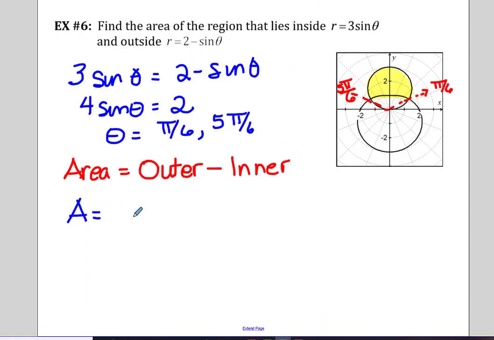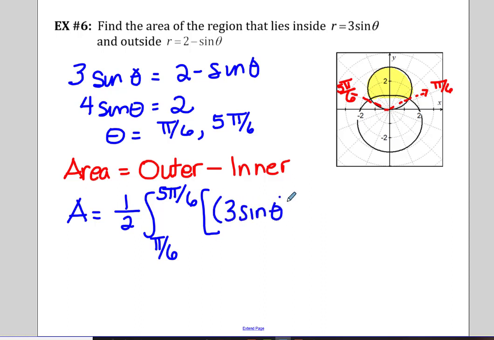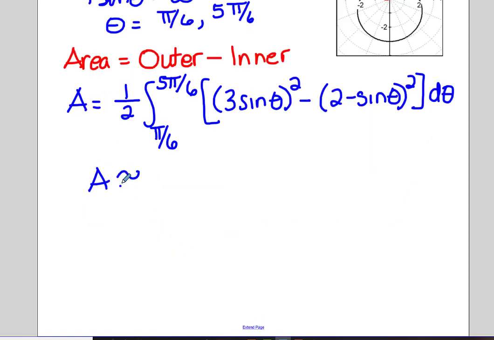And then again, putting that together, and depending on our calculator for the calculations, we're looking at the integral from pi over 6 to 5 pi over 6. And we want the outer portion, which is 3 sine theta quantity squared, minus the inner portion, which is 2 minus sine theta quantity squared d theta. And then jumping over to the calculator, I believe you're going to find the area is 5.196. Let's give that a shot.